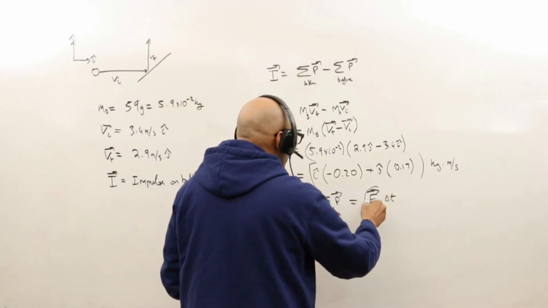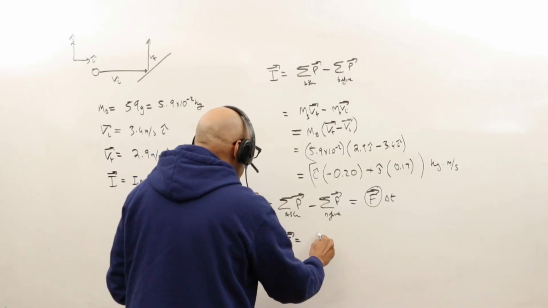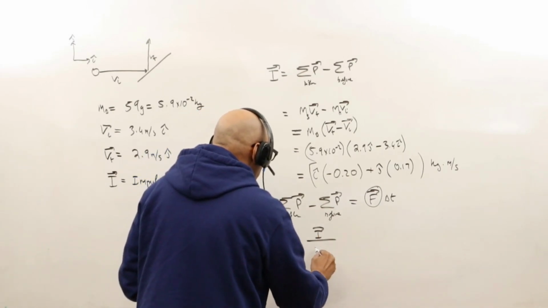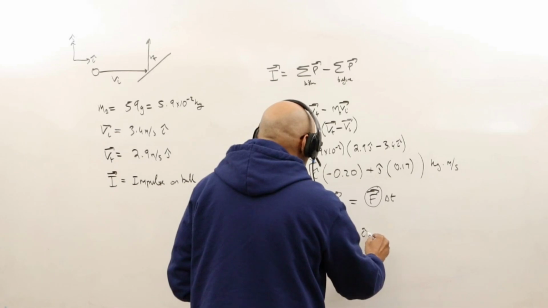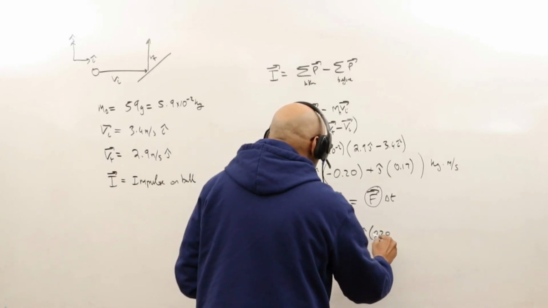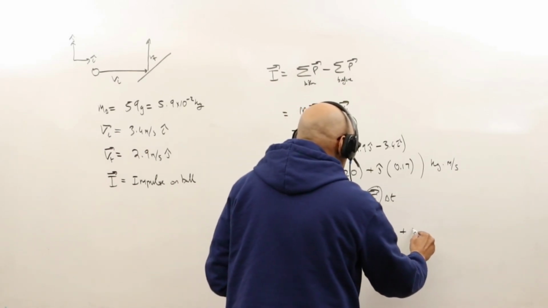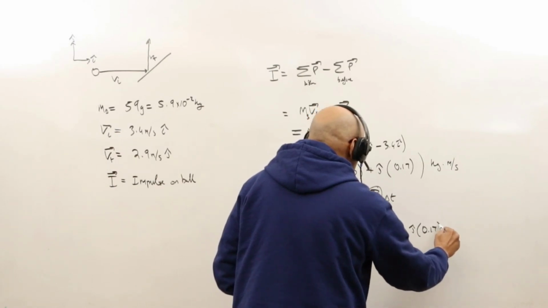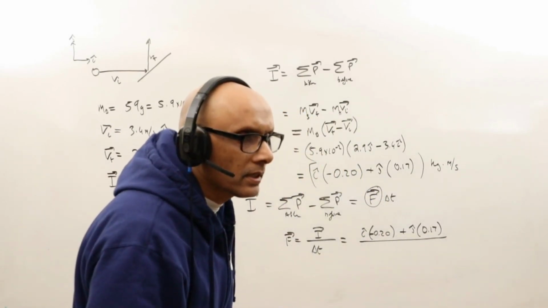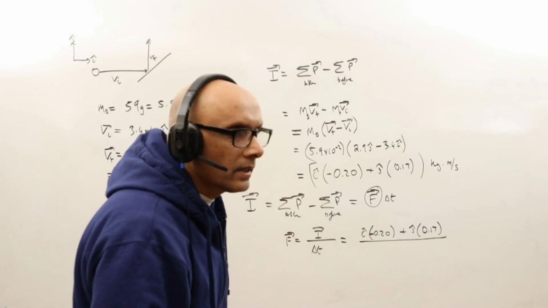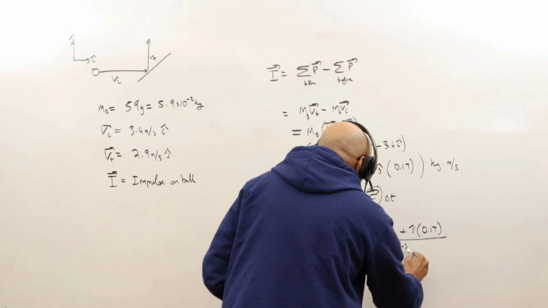So we're solving for the average force. The average force is going to be the impulse divided by delta t. Our impulse happens to be minus 0.20 i hat plus j hat of 0.17, all divided by the interaction time, which was 37 milliseconds, 37 times 10 to the minus 3 seconds.